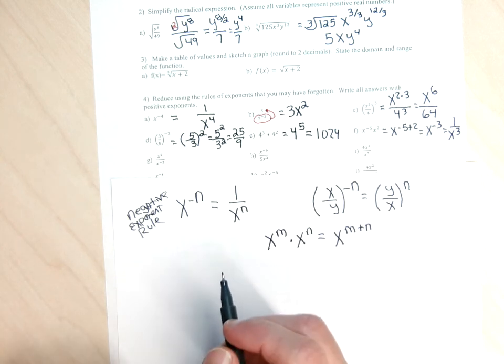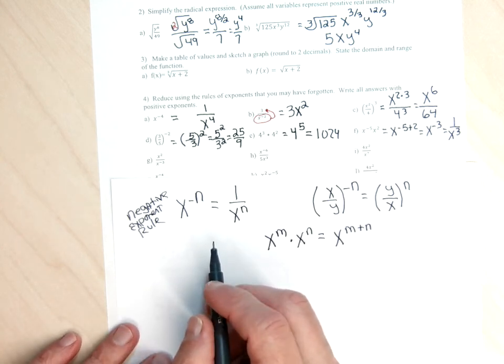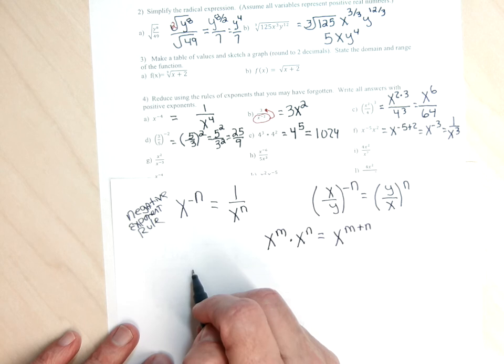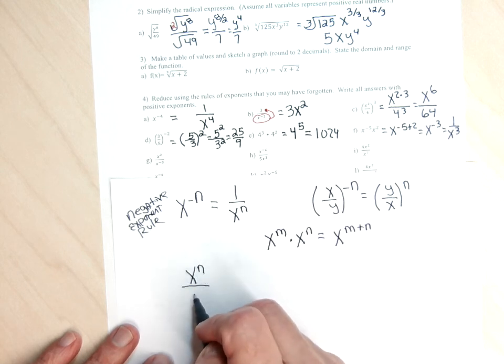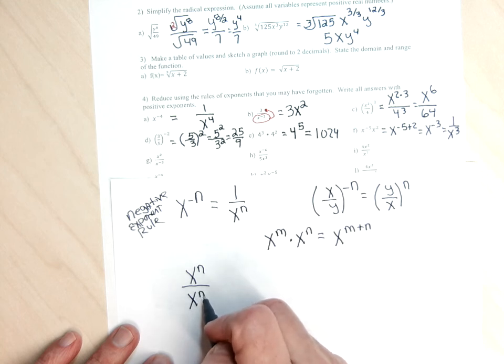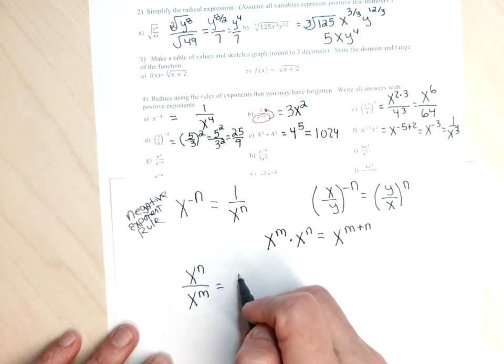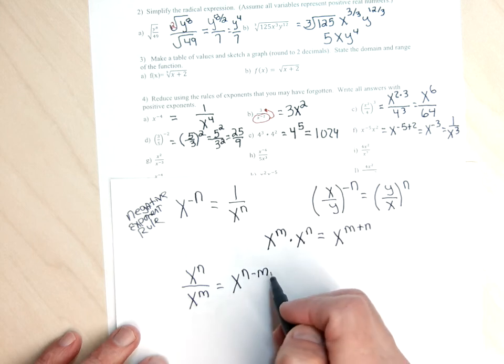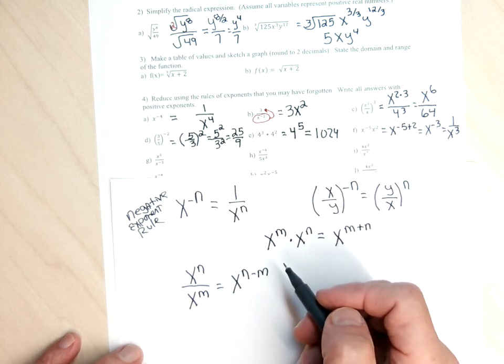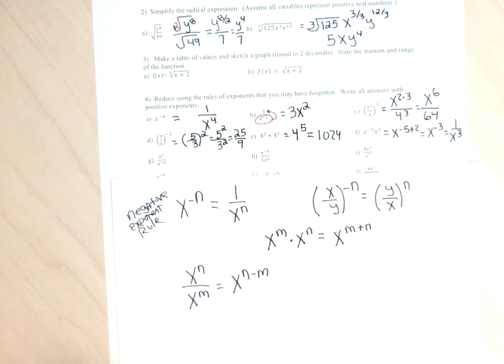For G, there's a couple ways to do it. I could use the rule for dividing that says if we're dividing and the bases are the same, we could subtract the exponents. Or I could do it like part B and make the negative exponent positive. I think that's almost easier. So I'm going to do G like B. They kind of look like each other.